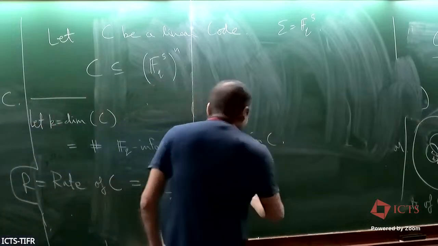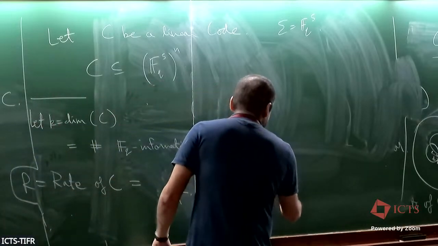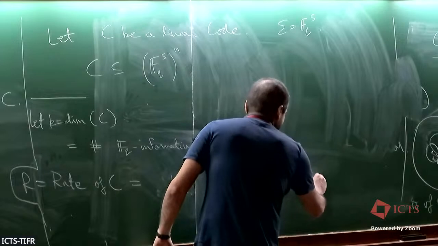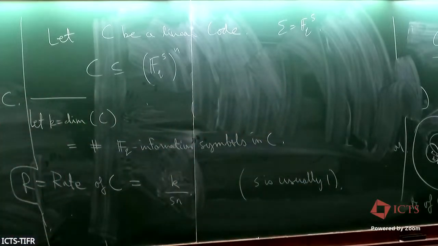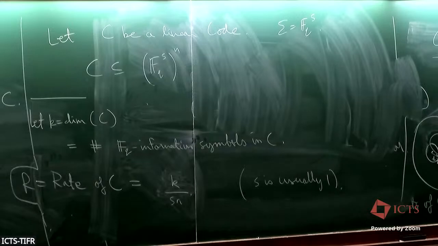S is usually 1. That's how S was 1 until 1995. Then after that, S started becoming bigger. This is maybe 1992. Yeah, S was 1 until 1992, and then people started exploring these other codes.